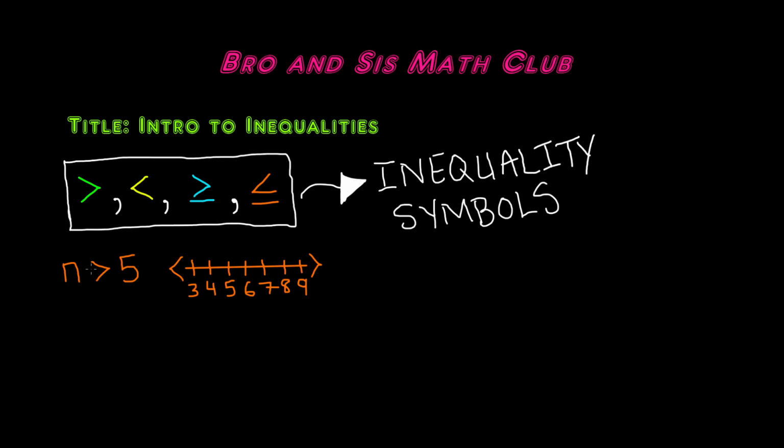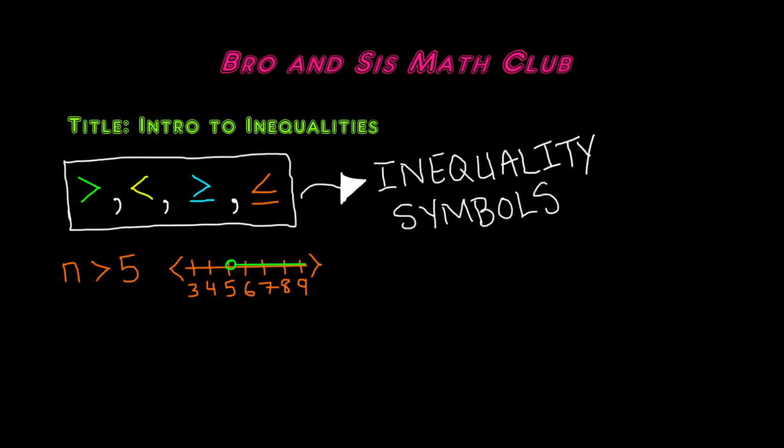Okay, since the inequality has the symbol greater than, we need to put an open dot. So let's put an open dot on 5. And now we have to shade. Since the inequality is saying n, which is the variable, the unknown value, is greater than the number 5, we have to shade to the right, because all the numbers that are greater than 5 come to the right side of the number line. So let's shade to the right. Alright, this is how you graph an inequality.